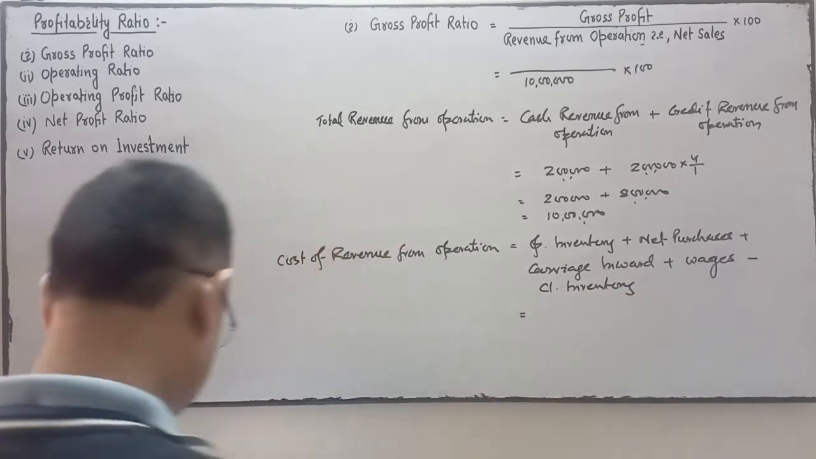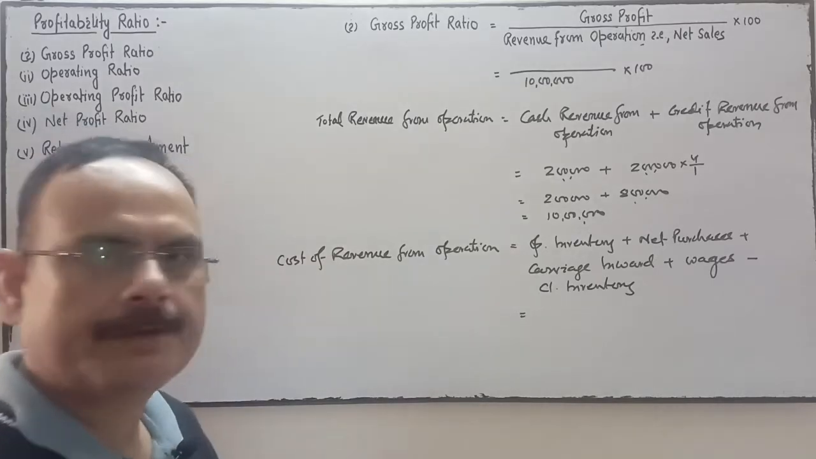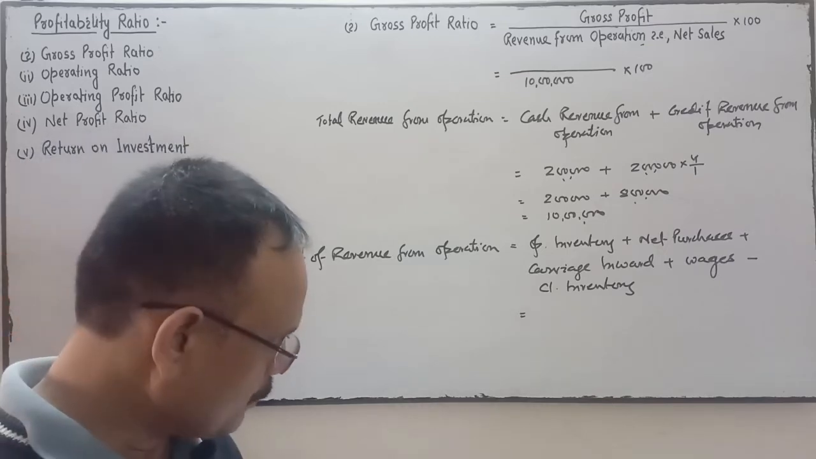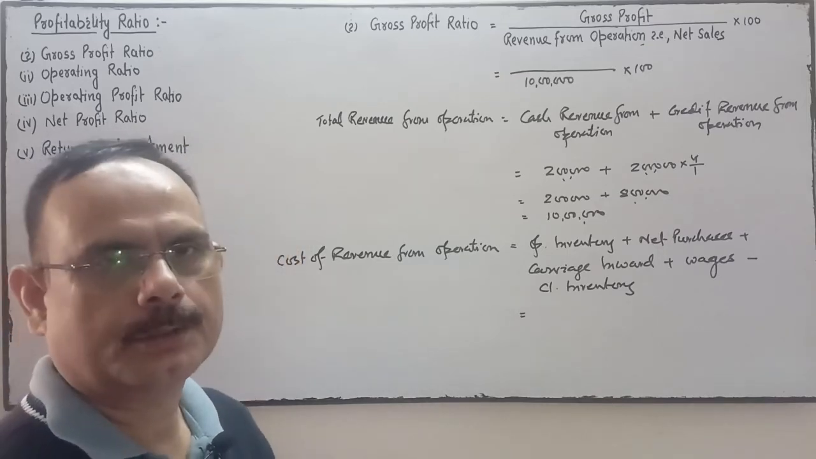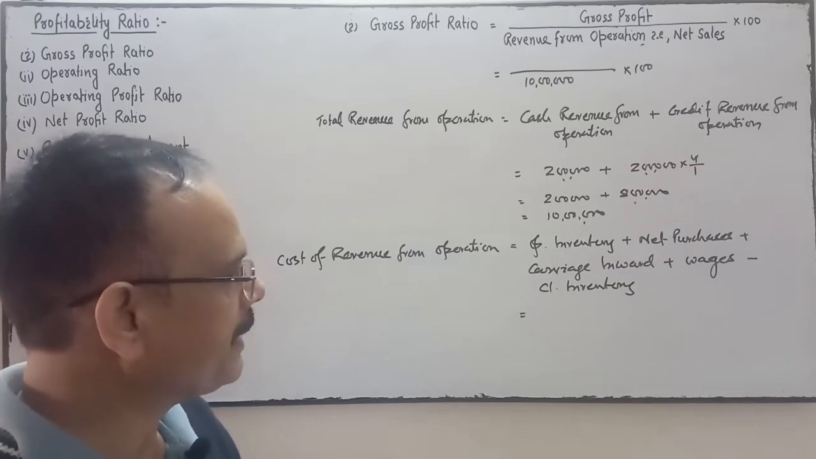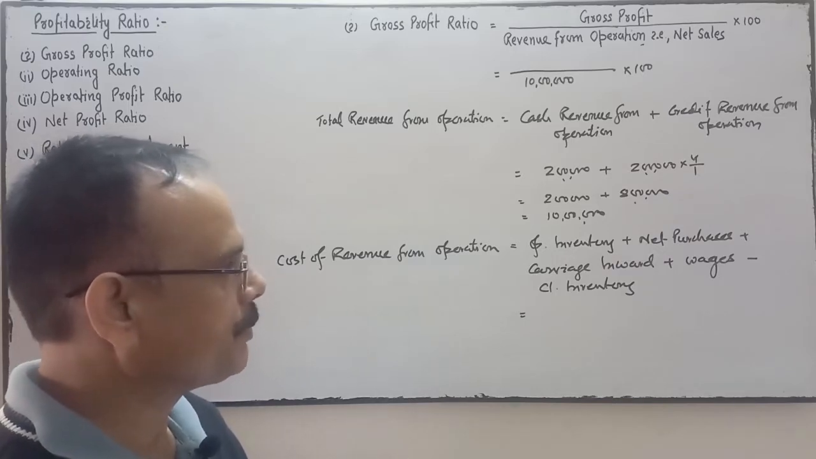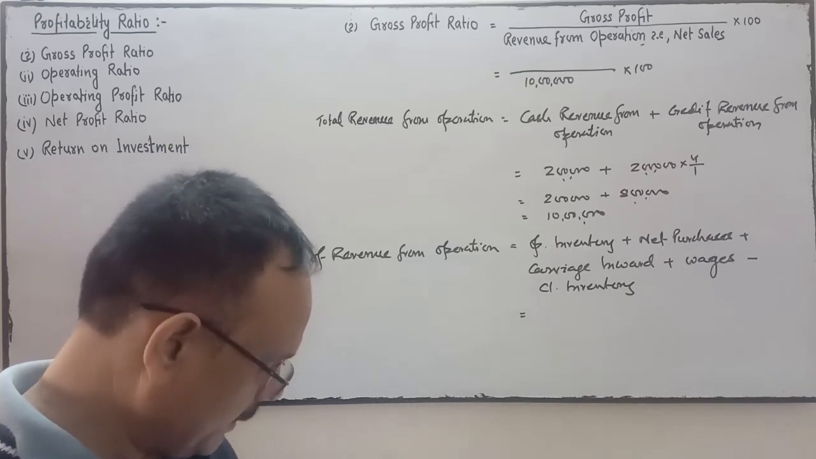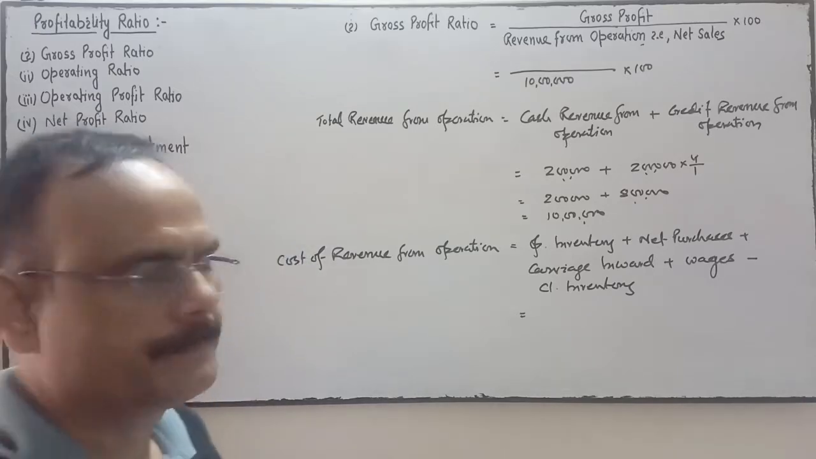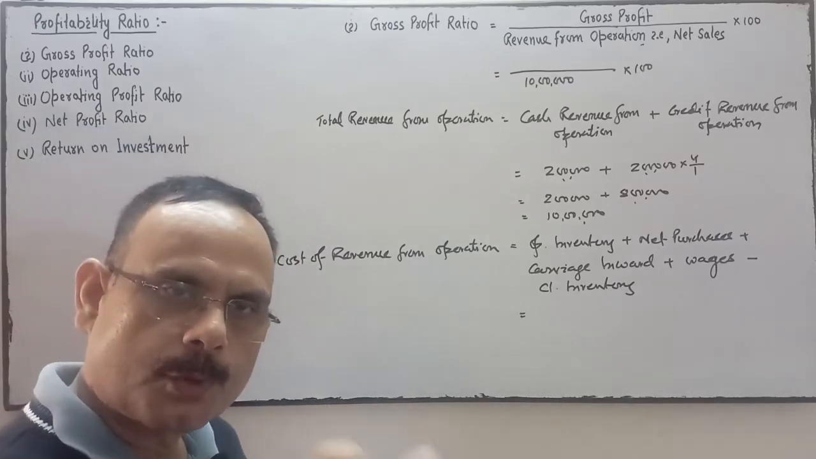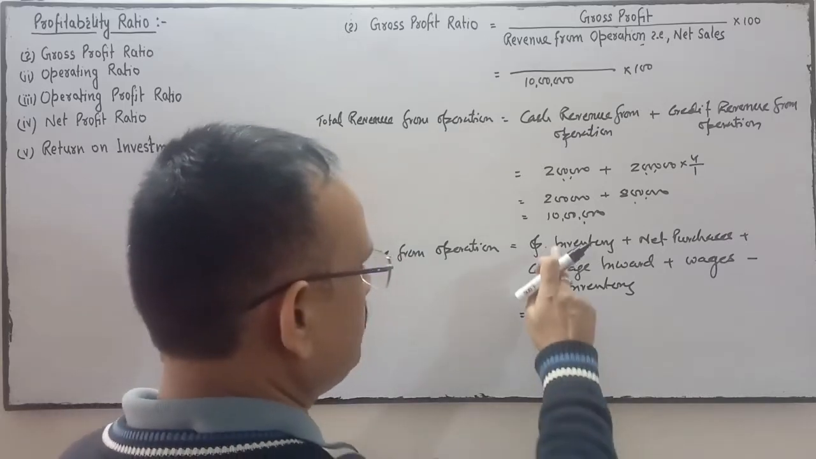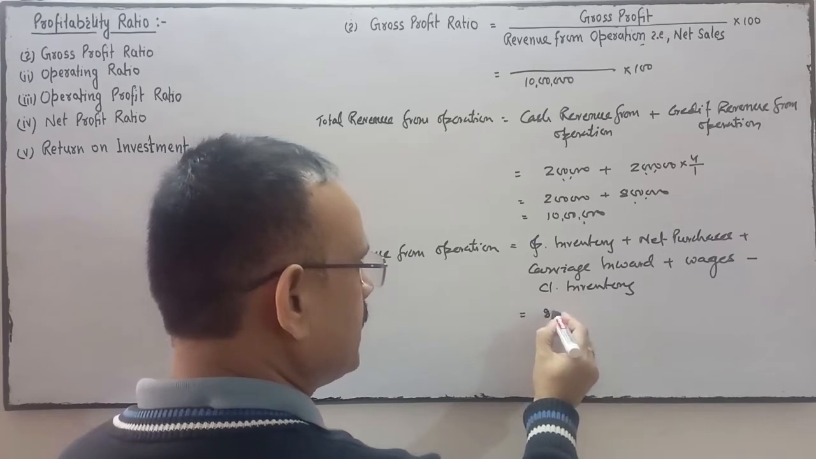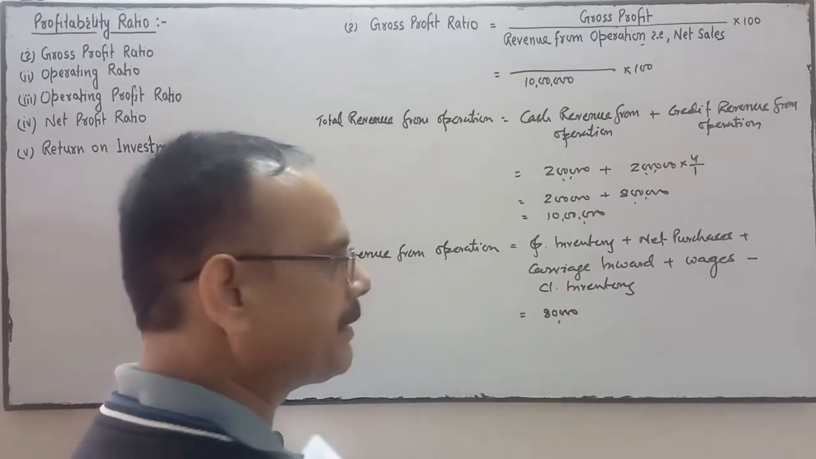Okay, so here opening inventory and closing inventory is not given directly, but the difference of these two is given. The difference is a decrease in inventory. Closing inventory has decreased as compared to opening inventory by 80,000. So opening inventory is more than closing inventory. So directly you can write 80,000, that is the difference in inventory.